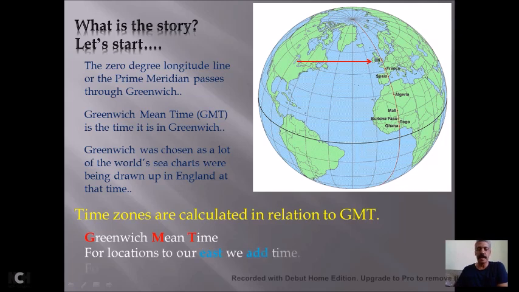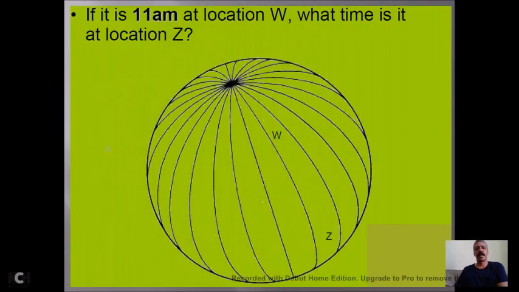Then here, for locations to our east, we add time. For locations to our west, we subtract time. Then let's see some examples. You will see here, if it is 11 a.m. at location W, you see on the earth, what time is it at location Z? You see W and Z, the two locations are in the same area, then it will be the same time, 11 a.m.